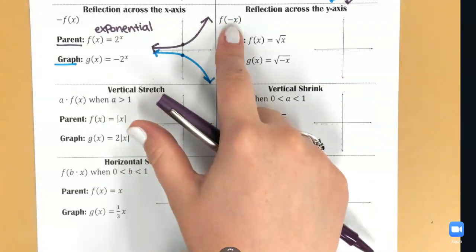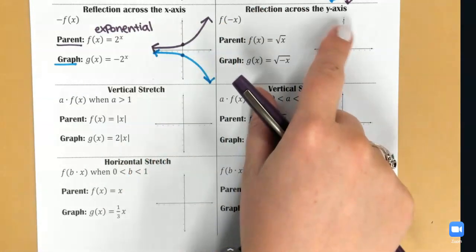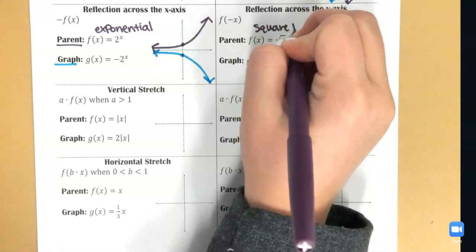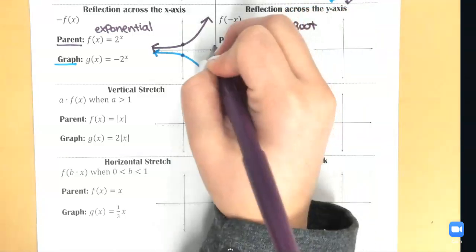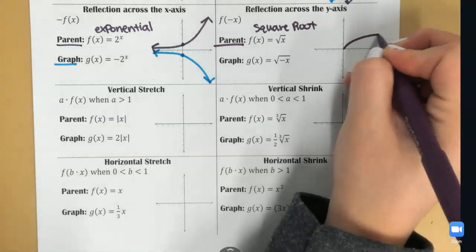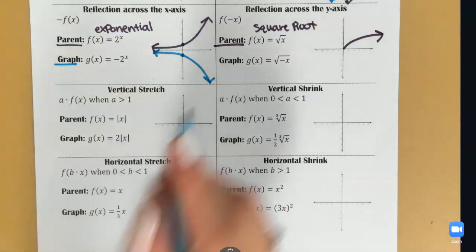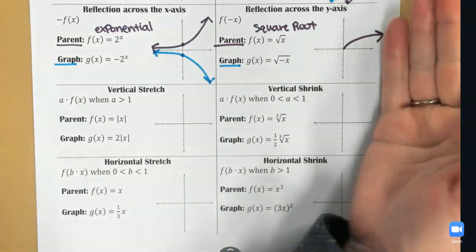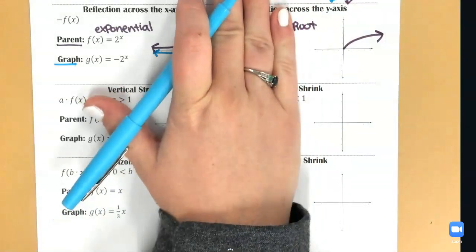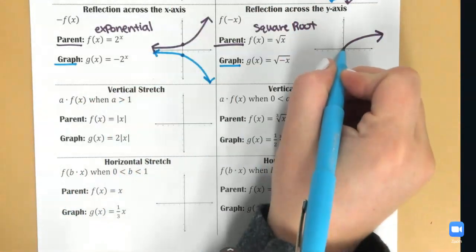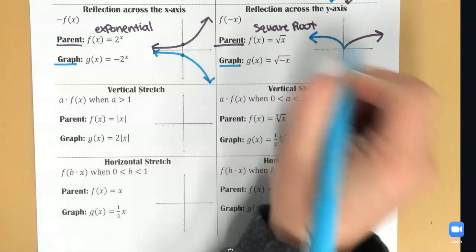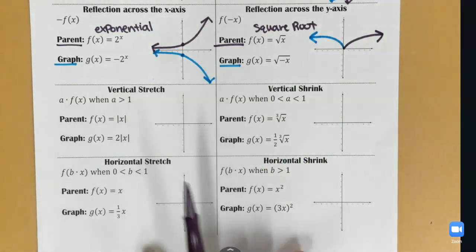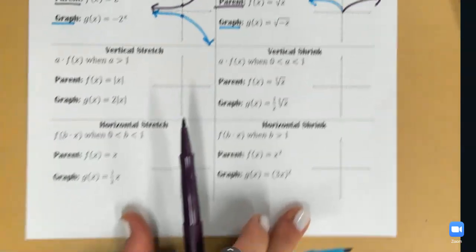Then if I put the negative inside, that means I'm reflecting over the y-axis. So let's look at that for our square root parent function. Again, that starts at the origin and is increasing toward the right. If I'm now going to graph the square root of negative x, that's going to reflect and mirror the other way. So I'm still going to start at the origin, but I'm going off to the left instead.